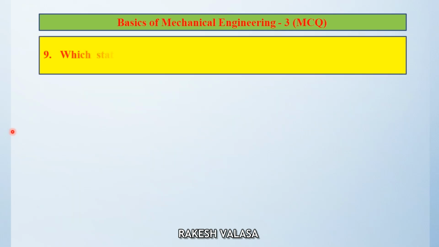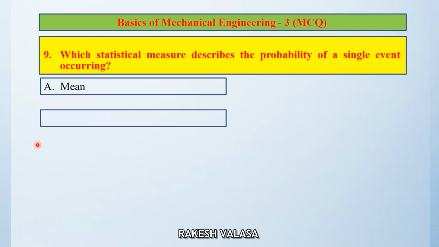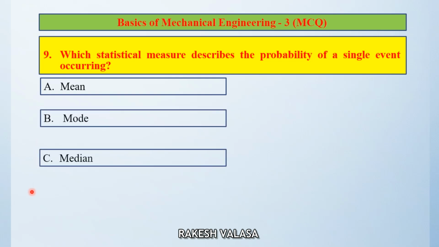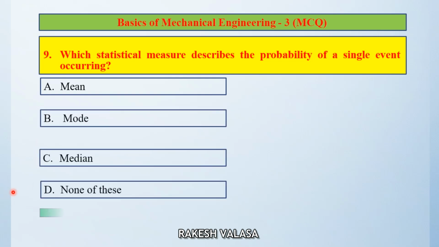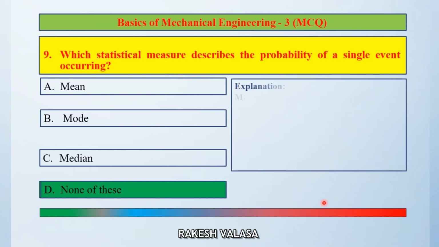Question number 9. Which statistical measure describes the probability of a single event occurring? Option A, mean. Option B, mode. Option C, median. Option D, none of these. The correct answer is option D, none of these. Let us see the explanation.